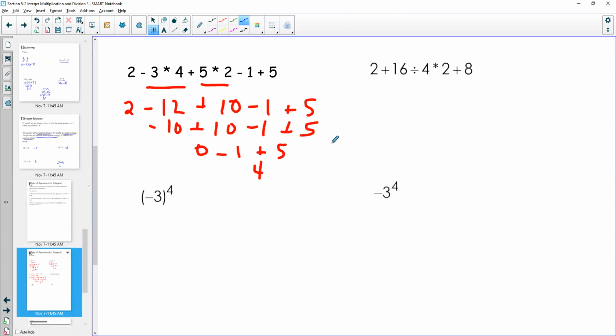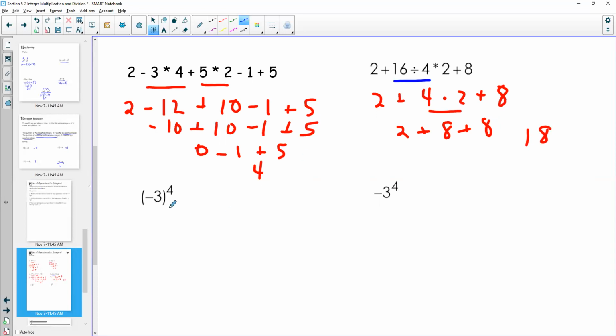All right, let's do this next one over here. Division first here, right? So 2 plus, what's 16 divided by 4? It's 4 times 2, plus 8. Now multiplication. 2 plus 8 plus 8. And now you can add. It's just addition, so it's commutative and associative. You do it whatever order you want. 2 plus 8 is 10, plus another 8 is 18.